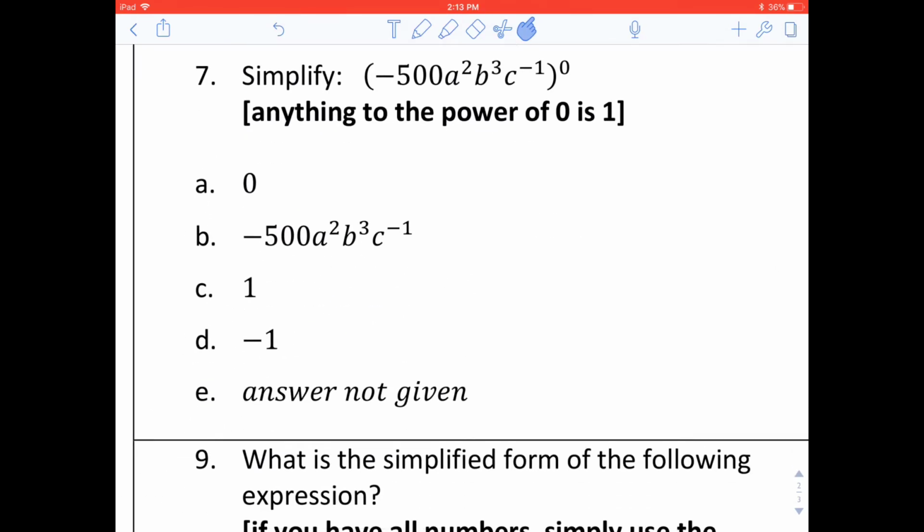Number 7. We said on number 7 that anything to the power of 0 is 1. So if I have something in parentheses right here and I take that to the power of 0, guess what? Your answer is 1.